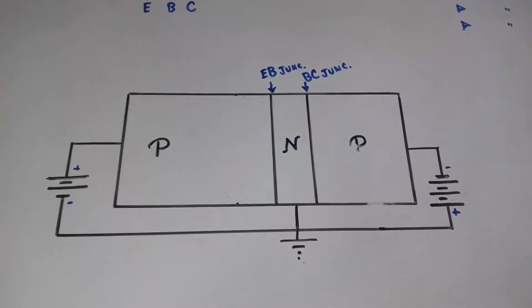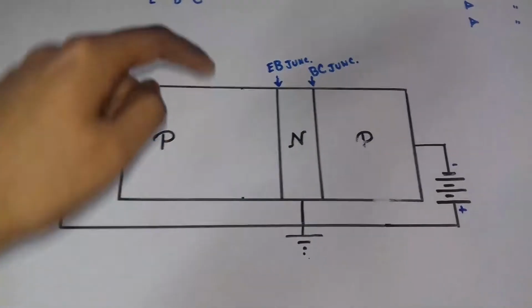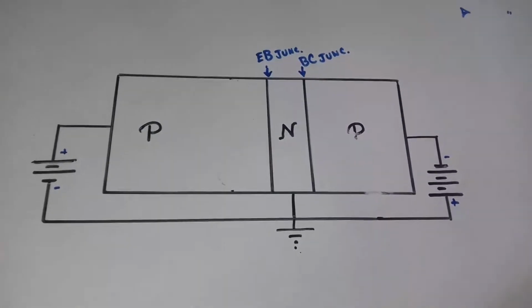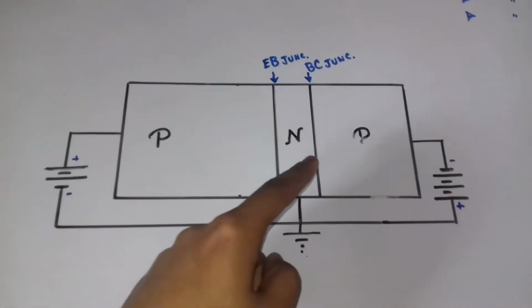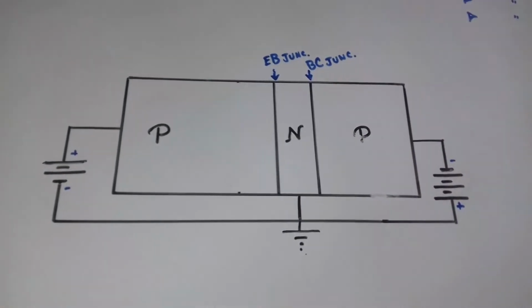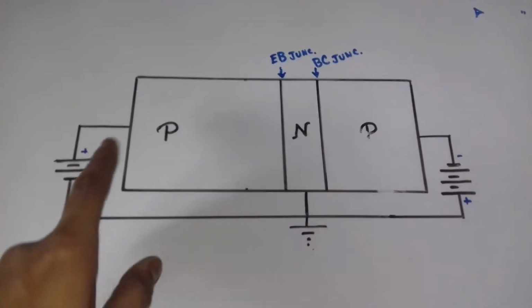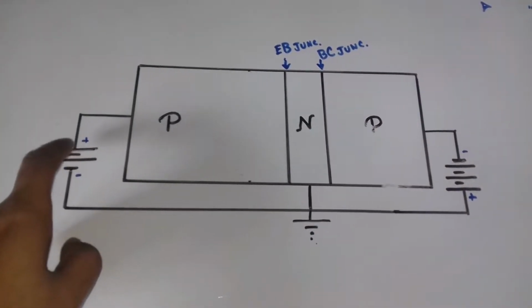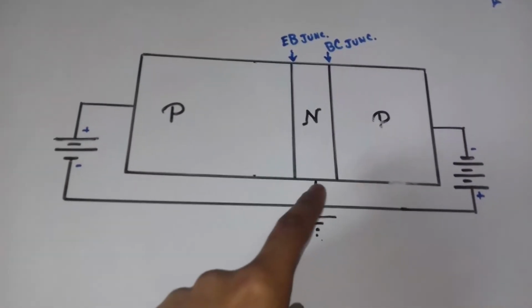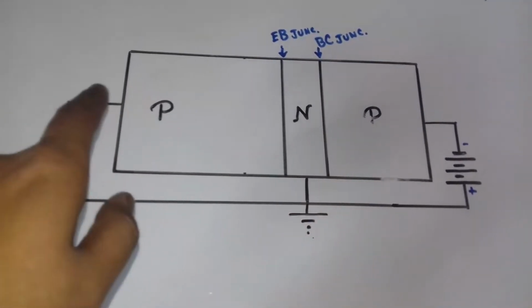Now for normal operation, the emitter base junction is to be forward biased, that is this junction must be made forward biased, and the base collector junction, that is this junction, must be made reverse biased. So in this case of the PNP transistor, I have made forward biasing. How? I have attached the plus end of this battery or the source to the P and the negative end of this battery to the N side, so current is flowing in this direction, so it is forward biased.